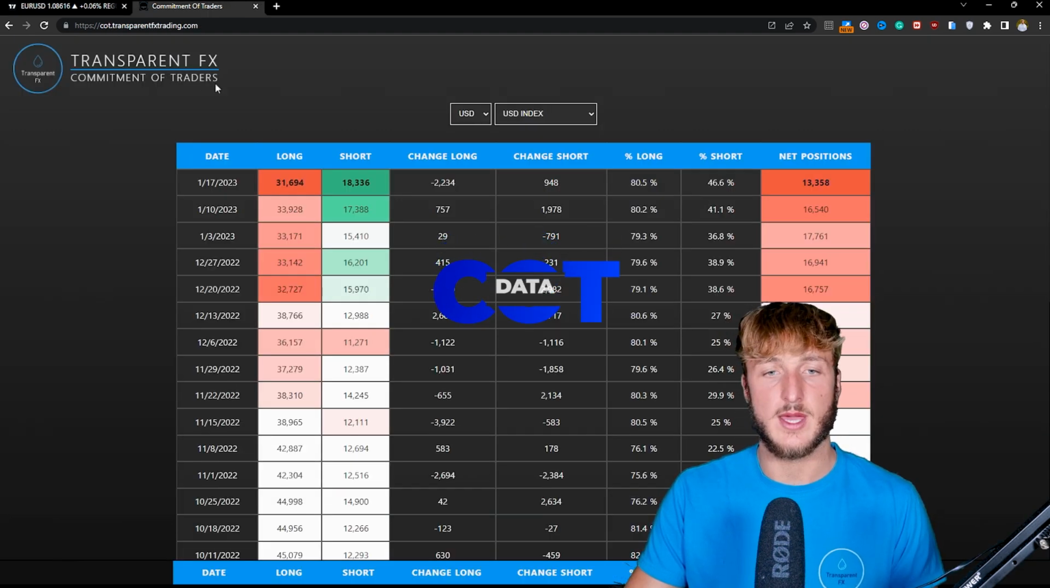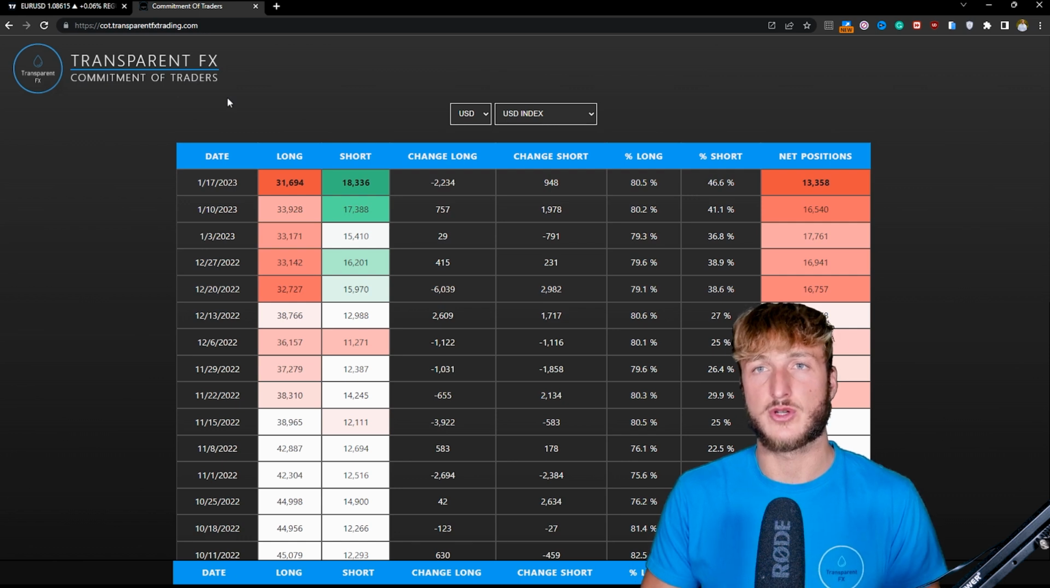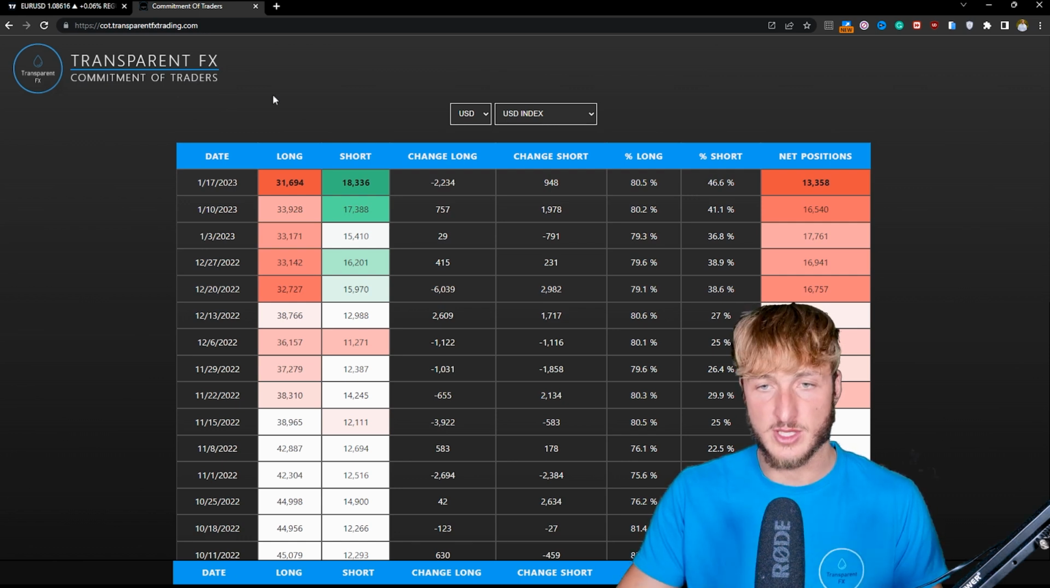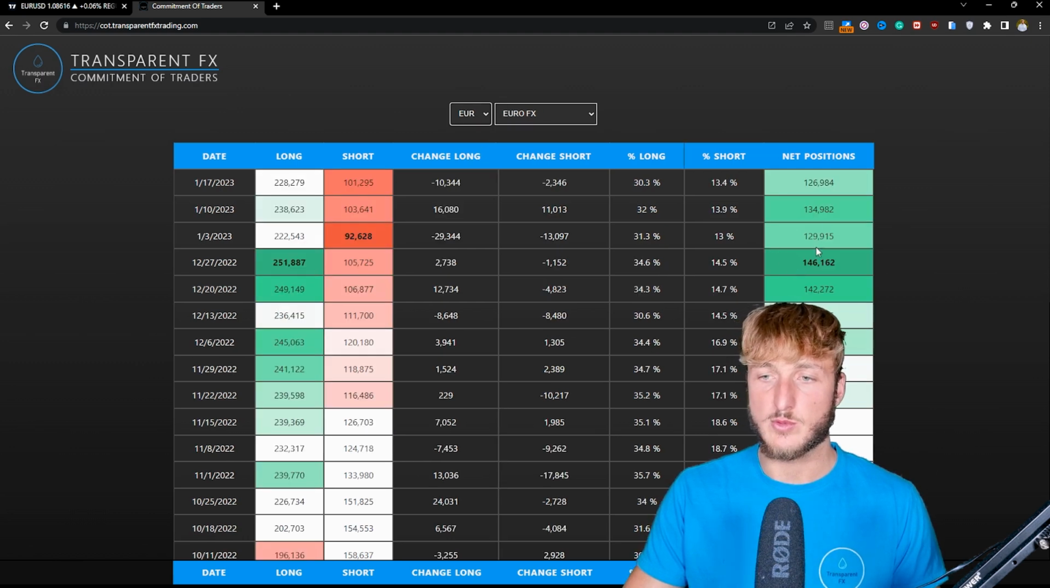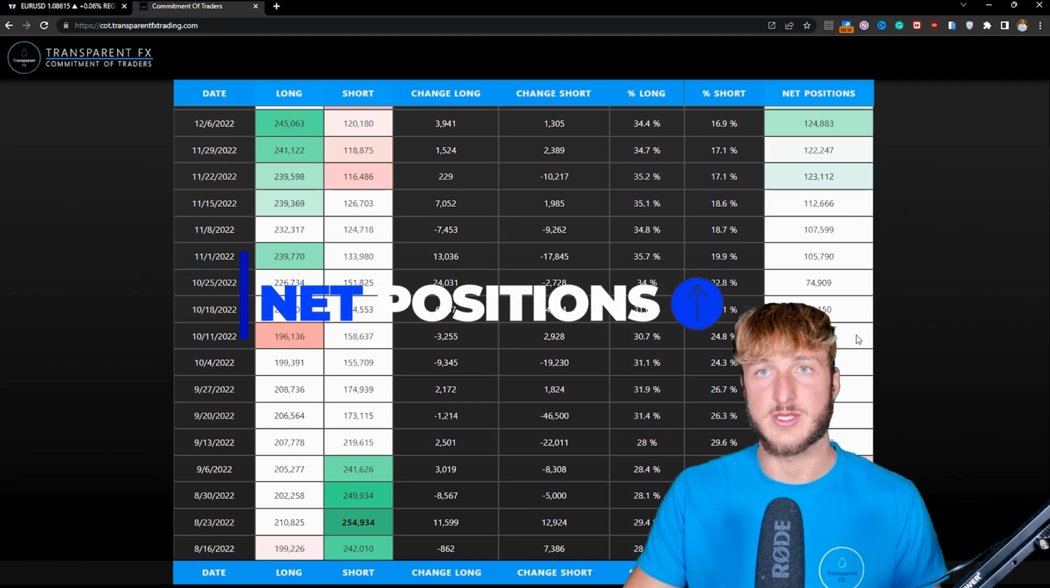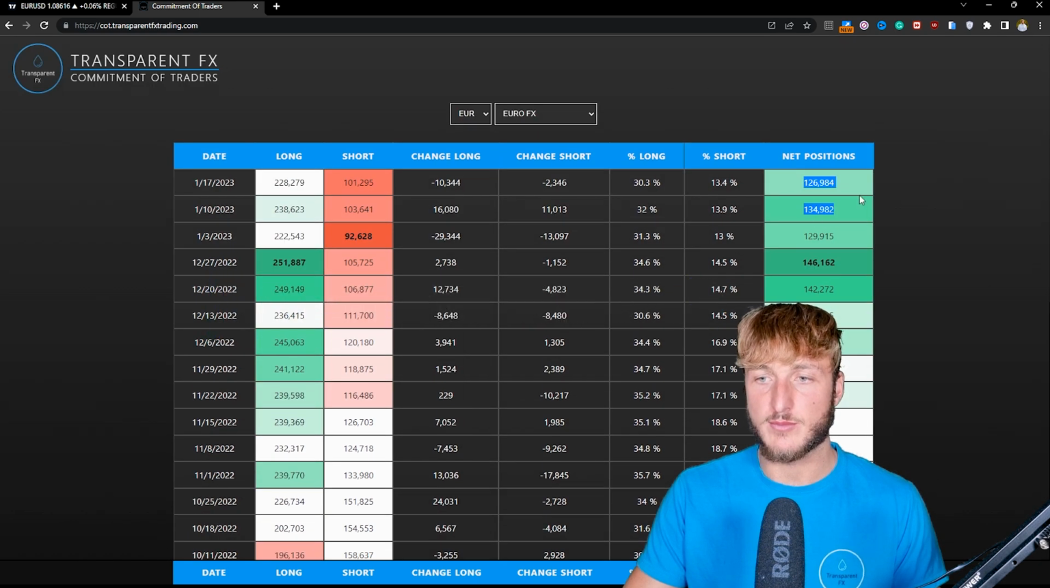Now, if we go and see what we have when it comes to the commitment of traders, so the COT data, which is what the non-commercials, so the biggest speculators in the market are doing, and we check the data for the euro, what we can see is that with the last reports, we had a huge increase in the net positions. We went from minus 47k net positions all the way up to plus 126k net positions.